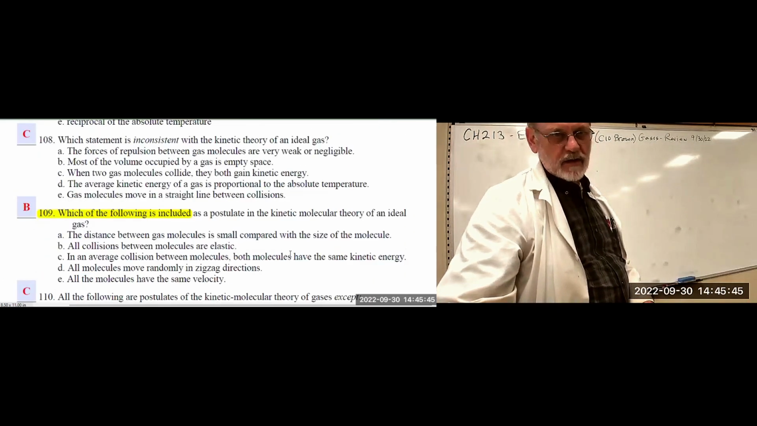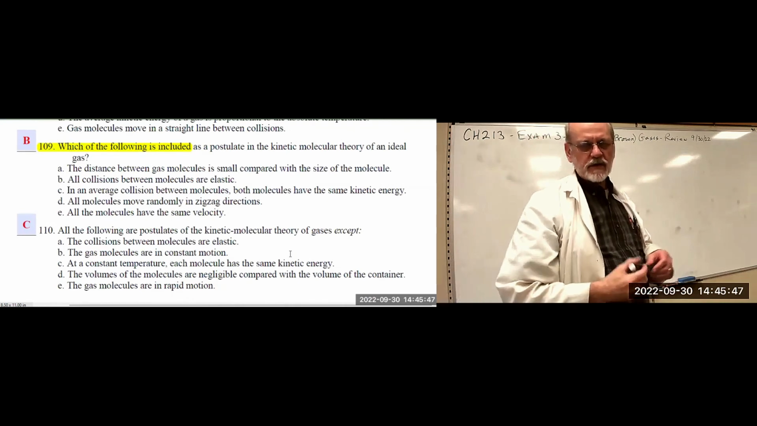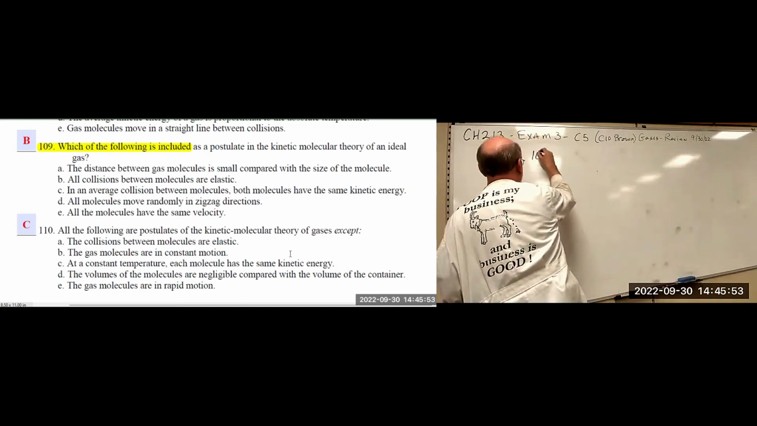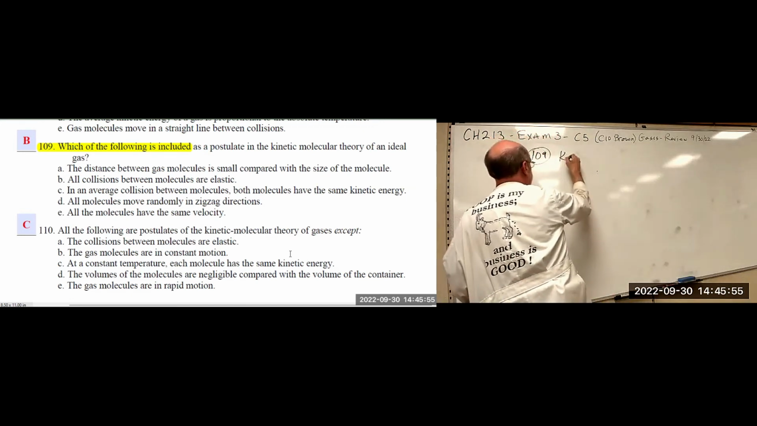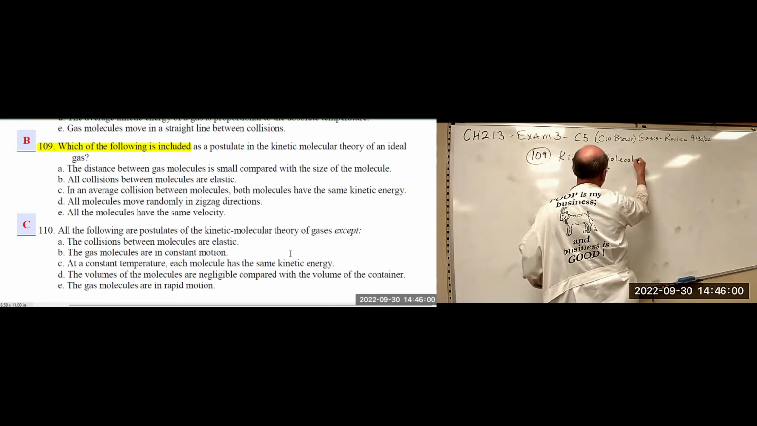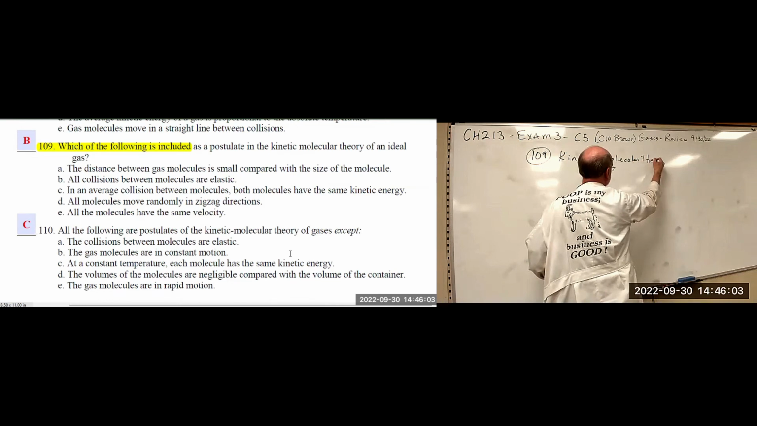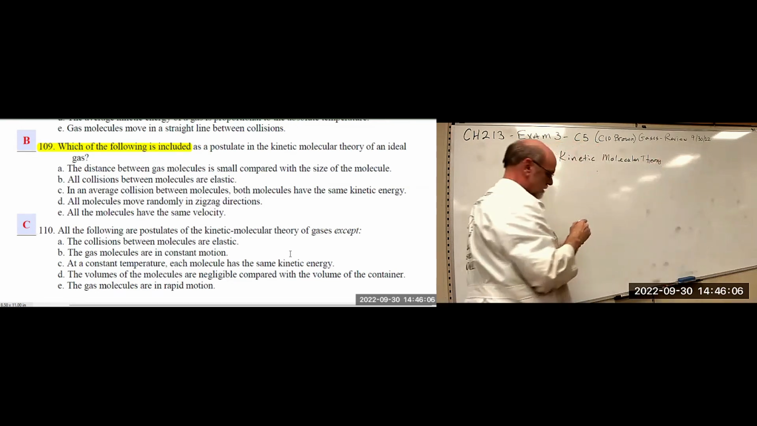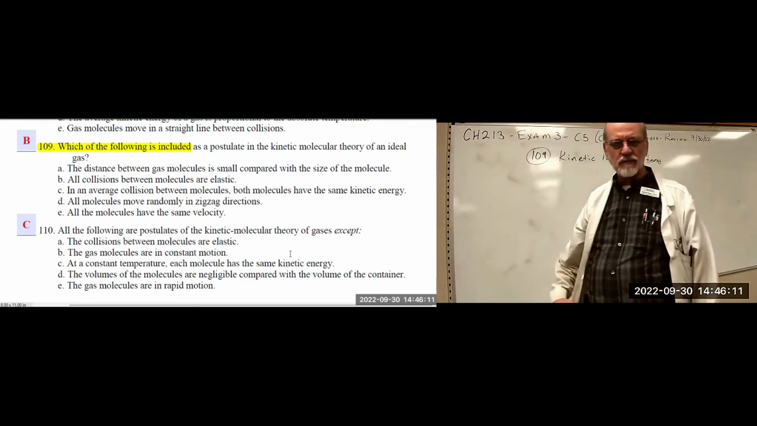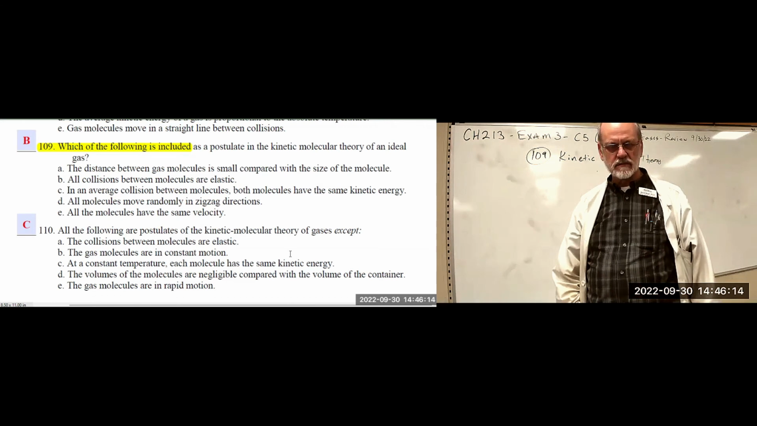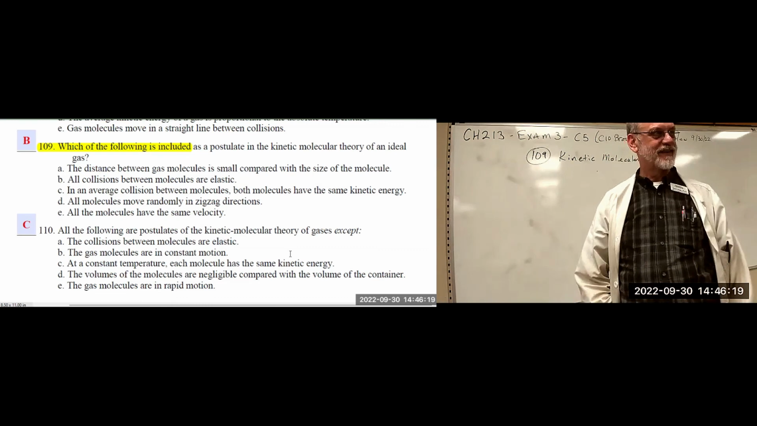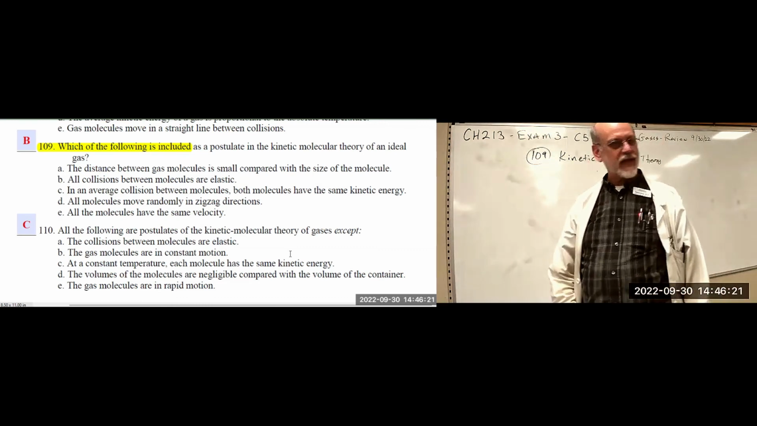Alrighty, we're getting close. Which of the following is included as a postulate in the kinetic molecular theory of an ideal gas? Okay, the distance between gas molecules is small compared to the size of the molecule. No, the distance is large compared to the size of the molecule. The distance is huge. So it can't be A.